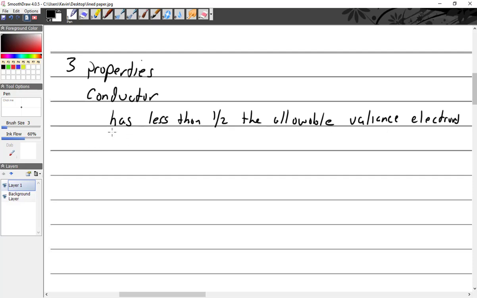Now, if I said that copper has 2 in the first ring, 8 in the next, then 18, then 1. How do I know that? You just do. You took chem. Copper. Okay.